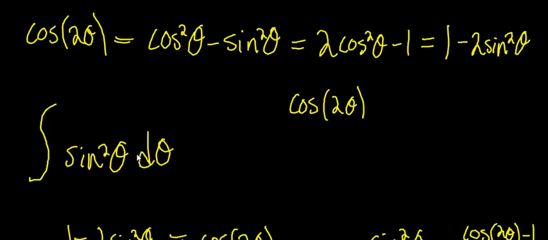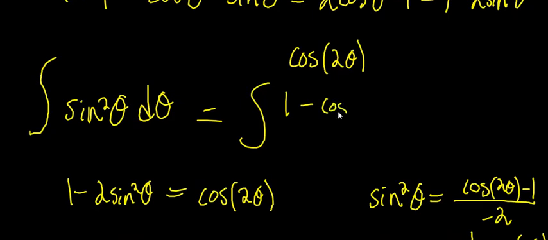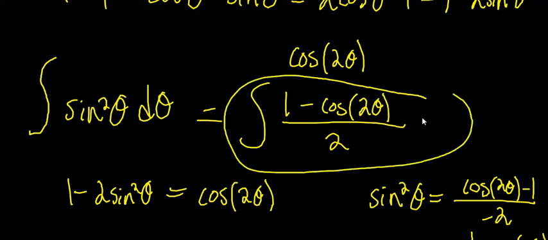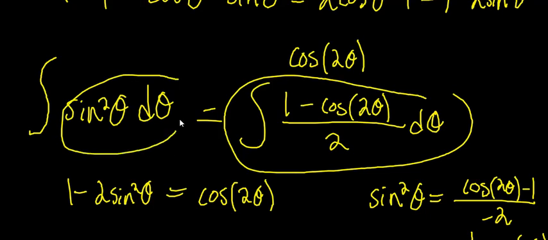So check this out. Now I have that this is the same as taking the integral of 1 minus cosine of 2 theta over 2. And it turns out that this is much easier to take the integral of than taking the integral of sine squared of theta.